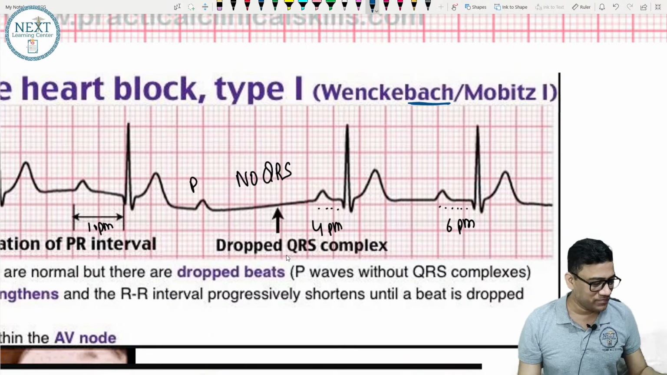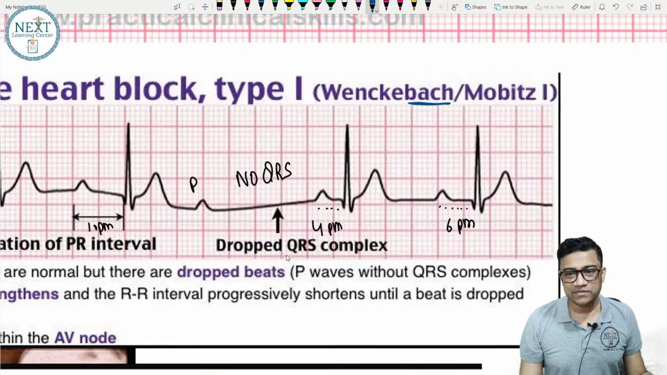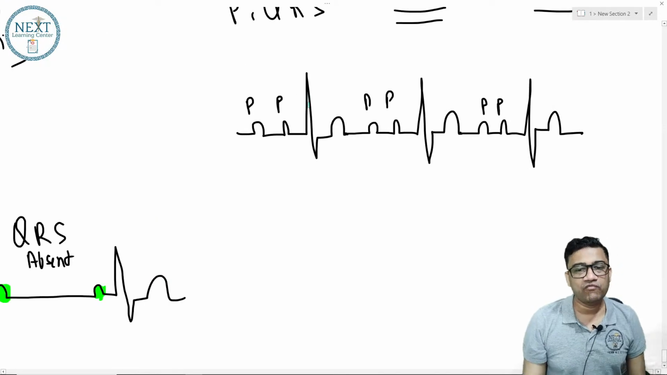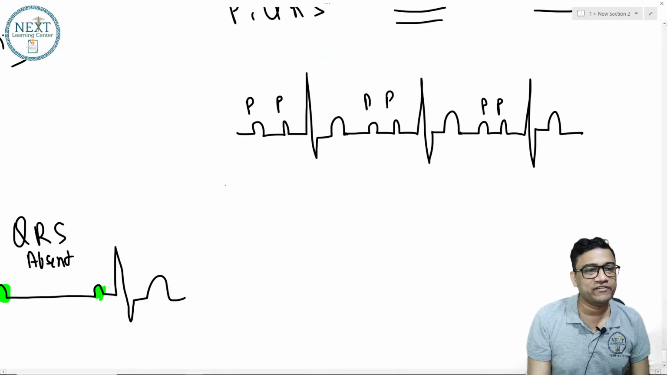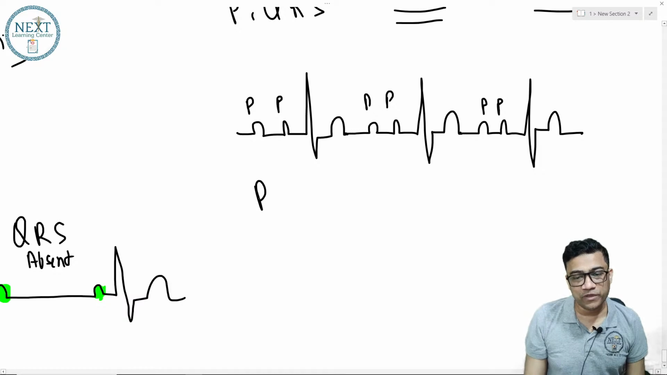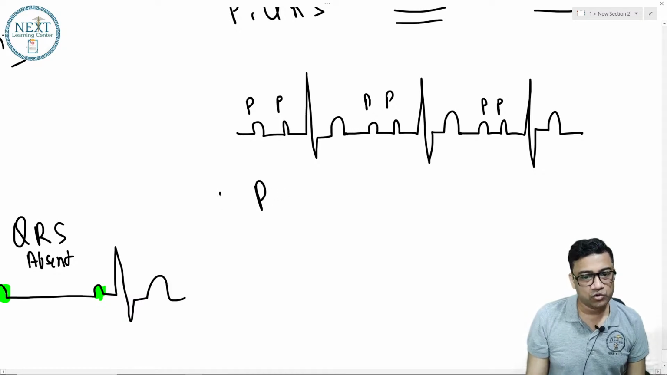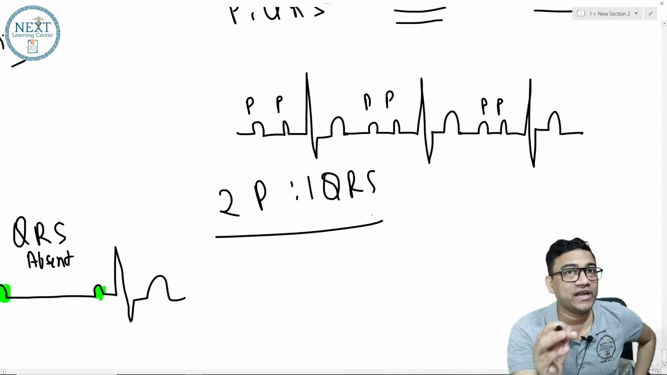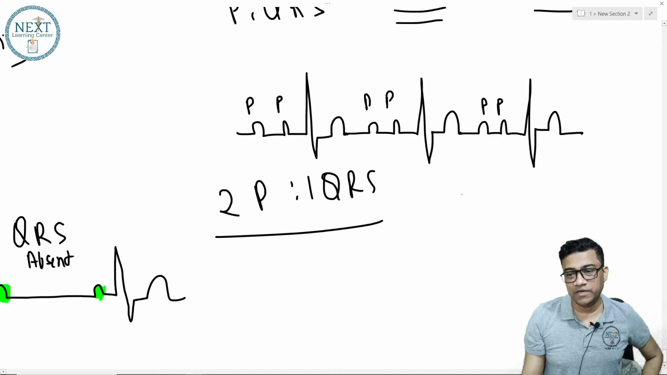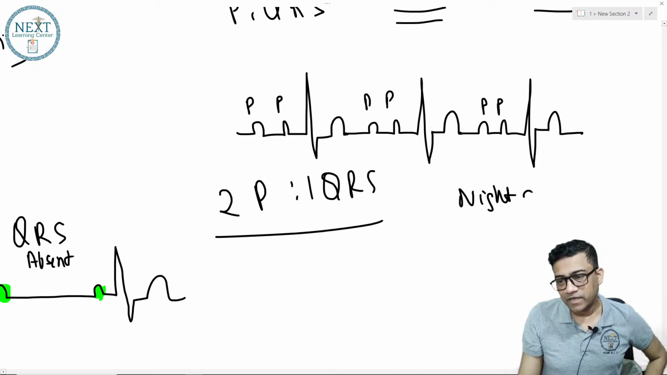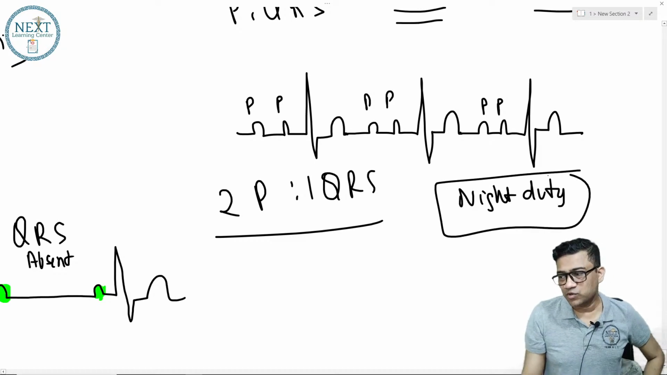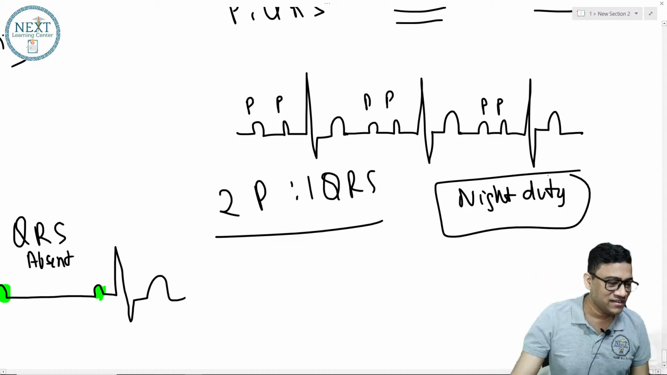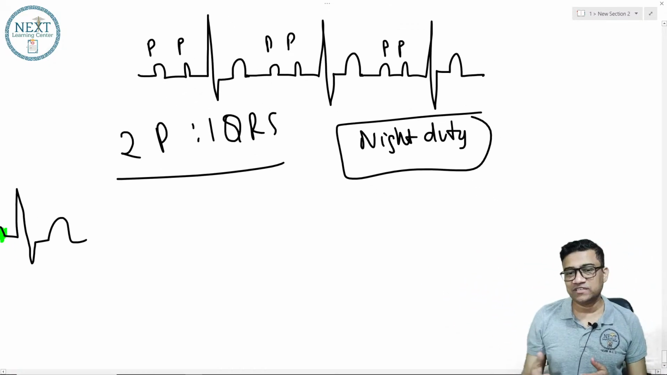Okay. Understood? And here what happens? Husband is coming home once a night. एक बार घर आता है, one night comes home, other night doesn't come home. So always one beat is missing. So other night where does the husband go? So out of 2 P waves, there is 1 QRS. That means there is 1 QRS missing. So one night he is not home. Where is he? Maybe night duty or some other duty. That's why he doesn't come home.